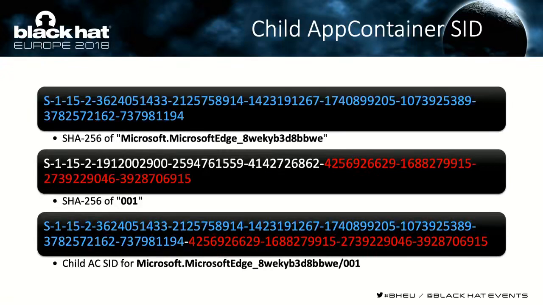The app container seed is calculated from the package family name using SHA-2. In this example, the manager process seed is at the top. The seed in the middle is from the SHA-2 of 001. The child seed is a combination of the parent seed and the SHA-2 of the restricted name, which became the seed of Internet AC.